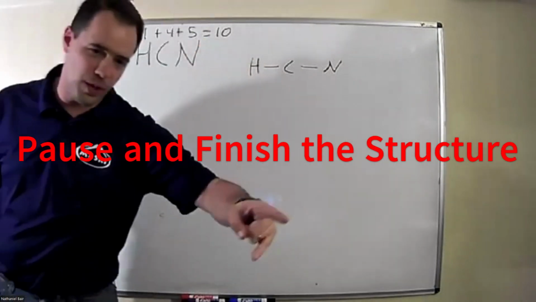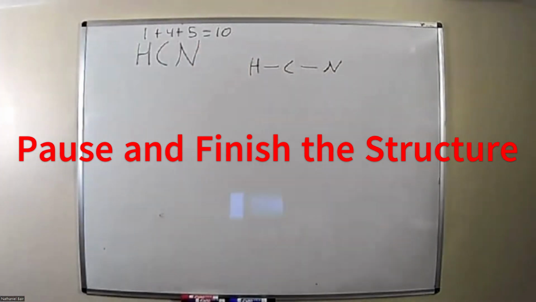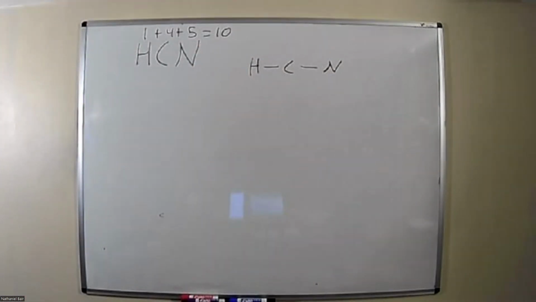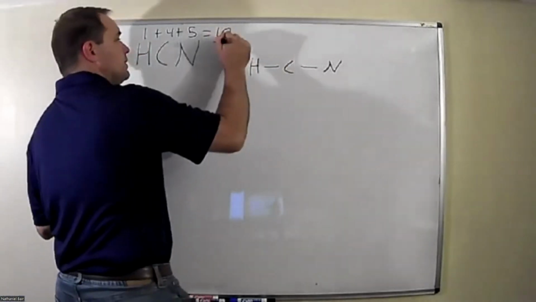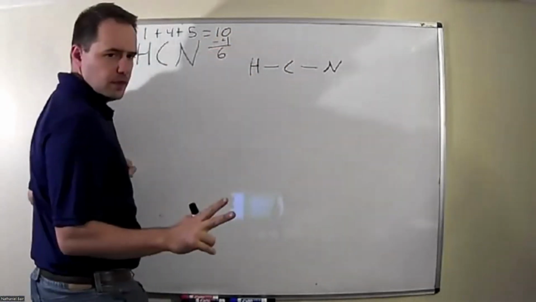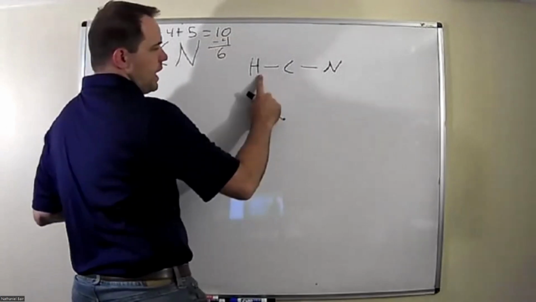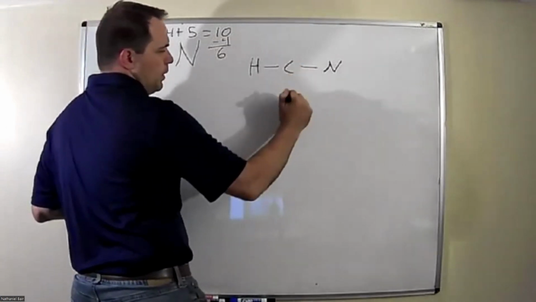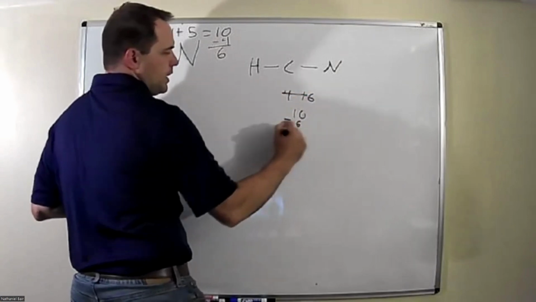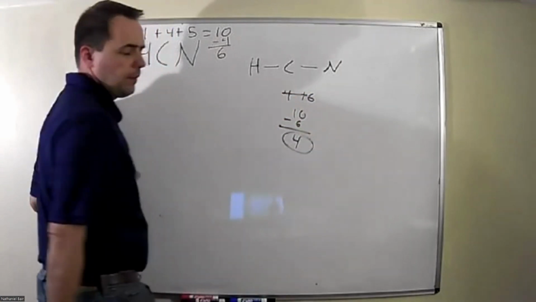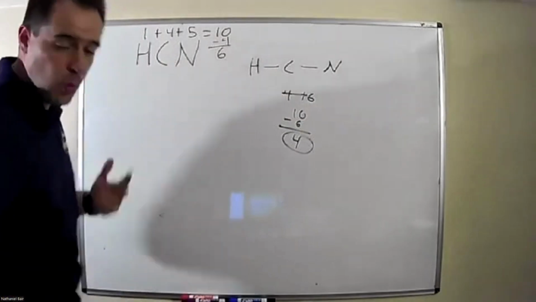Subtract 4. Think your way through it. You got this. All right. Used up 4 electrons, leaves us with 6. 2 kinds of people. Hydrogen's happy. That carbon needs 4 more. That nitrogen needs 6 more. I need 10 more electrons, but I've only got 6. I'm short 4. I'm going to need to add 2 bonds.